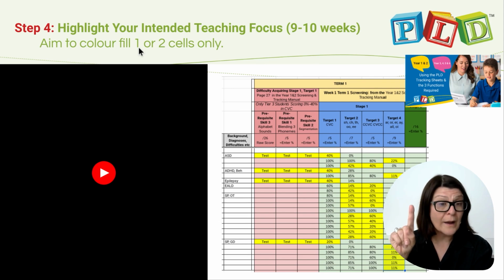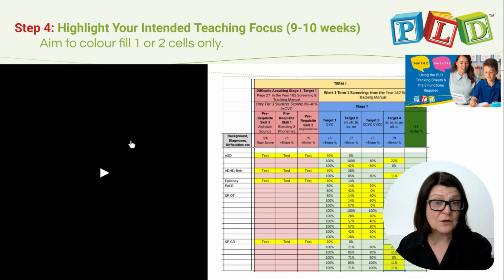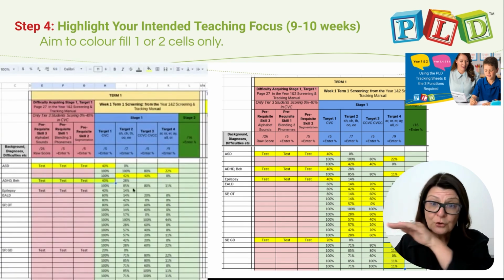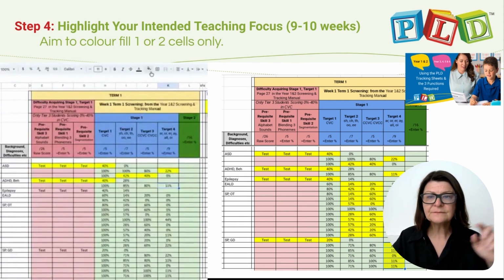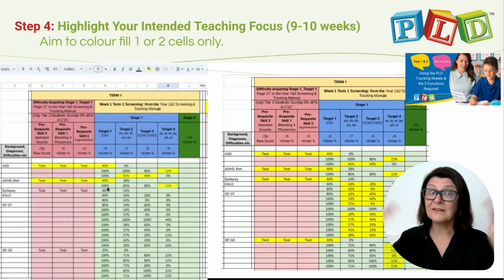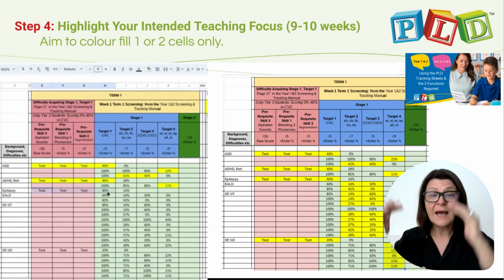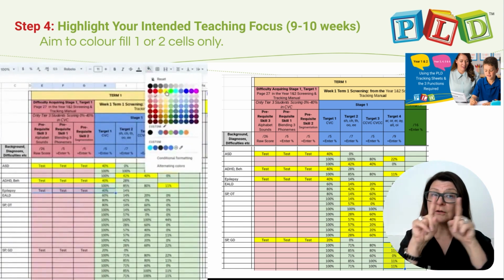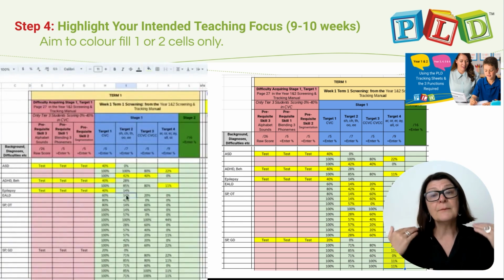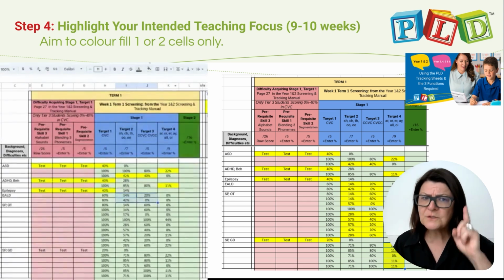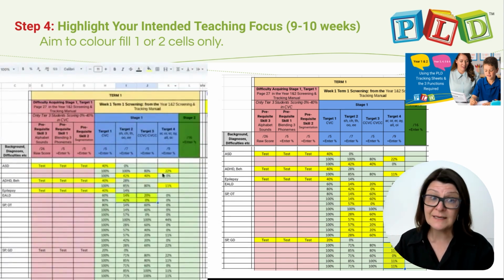Colour filling 1 cell or 2 cells only. Here's a short video outlining how this is completed. So looking across the row of data and not just highlighting the first time a student dips under 80%, but looking across and making the judgment call. What do you intend to teach over the next 8, 9, 10 weeks?